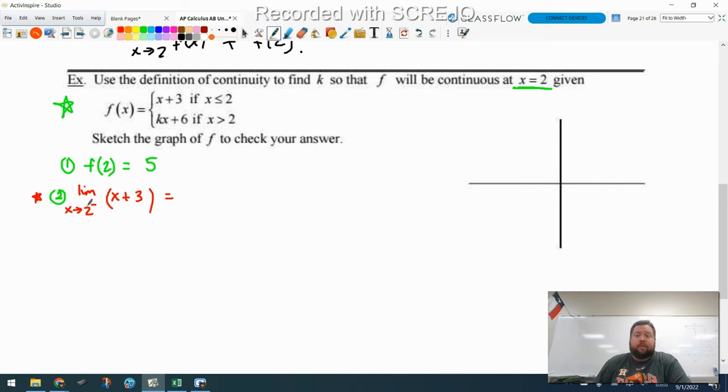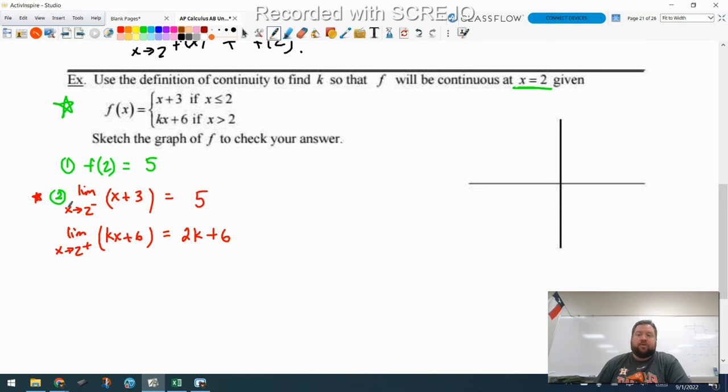Okay, I can solve this limit by doing direct substitution. I can plug the 2 in. 2 plus 3 is 5. All right, then I'm going to do the limit as x approaches 2 from the right. And so that's going to be the bottom piece because x is greater than 2, which is to the right. So that's going to be kx plus 6. I can solve this limit by direct substitution. Plug the 2 in, and I get 2k plus 6.